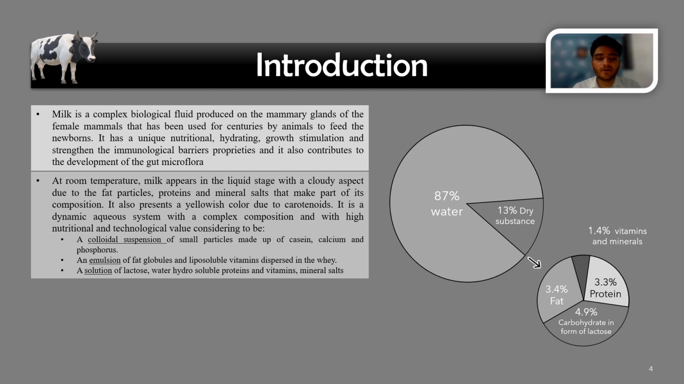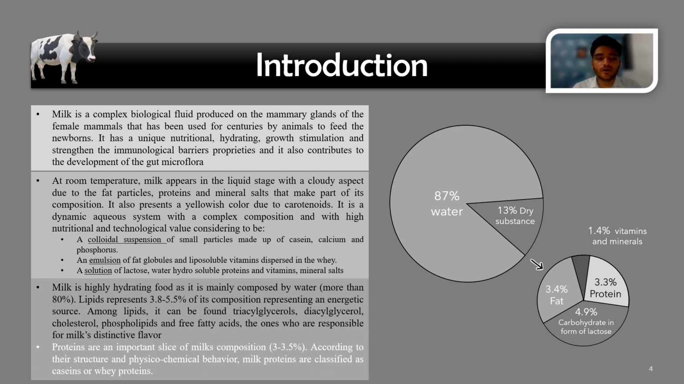Milk is a highly hydrating food as it is mainly composed of water, about 80%. Lipids represent 3.8 to 5.5% of its composition. Among lipids, triglycerides, dialkyl glycerol, cholesterol, phospholipids, and free fatty acids are found, which are responsible for milk's distinctive flavor. Proteins are an important part of milk composition, at 3 to 3.5%. According to their structure and physiochemical behavior, milk proteins are classified as caseins and whey proteins.